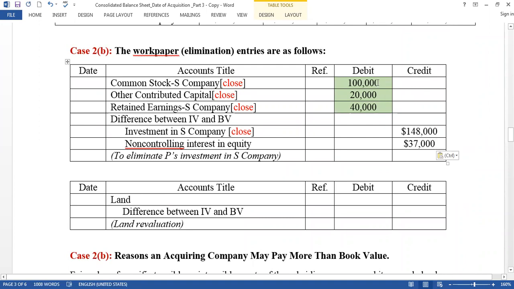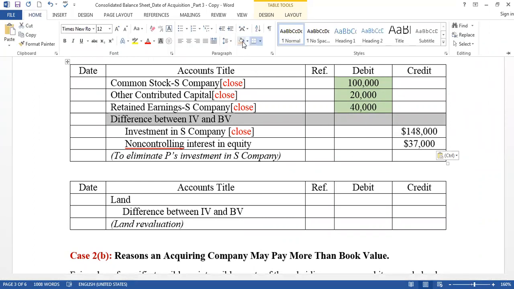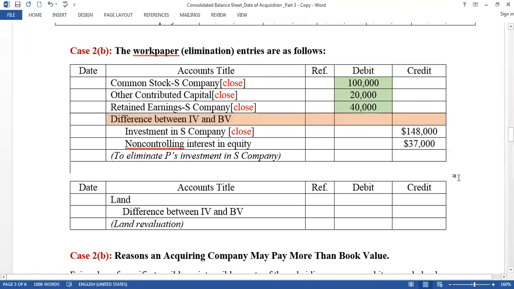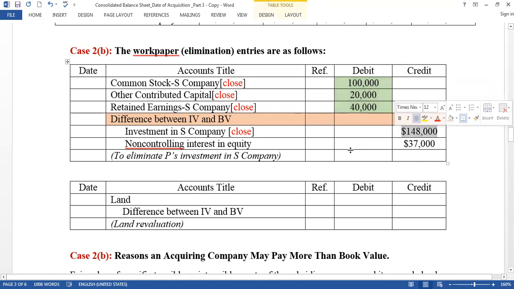So we write debit items to close it, then we write some credit items. Now, where should you put the difference? This is the important column. You may make a mistake, because the difference is sometimes debit and sometimes credit. So we follow the rules. By following the rules, we record the equity account on the debit side to close it, we record the investment account on the credit side to close it, and we record non-controlling interest on the credit side.